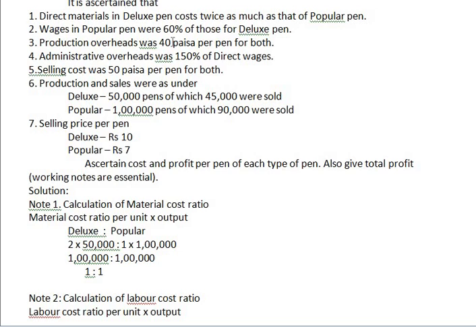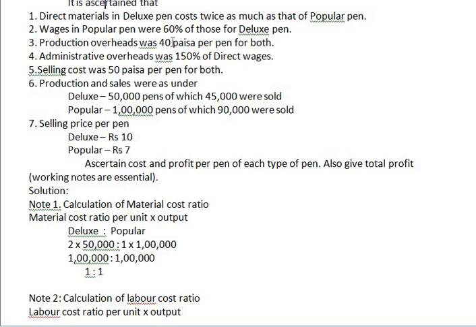Understanding? So what they have given: wages in popular pen were 60% of those for deluxe pen. It means popular pen is 60% and deluxe pen is 100%, because always we compare anything with 100%. So here popular pen is compared with the deluxe pen. So popular pen percentage is given, that is 60%, but deluxe pen percentage is not given.